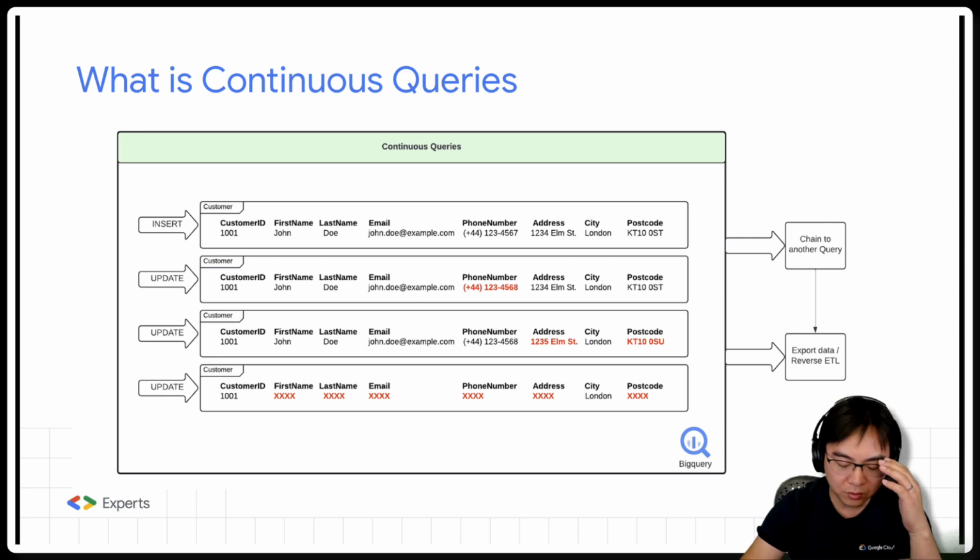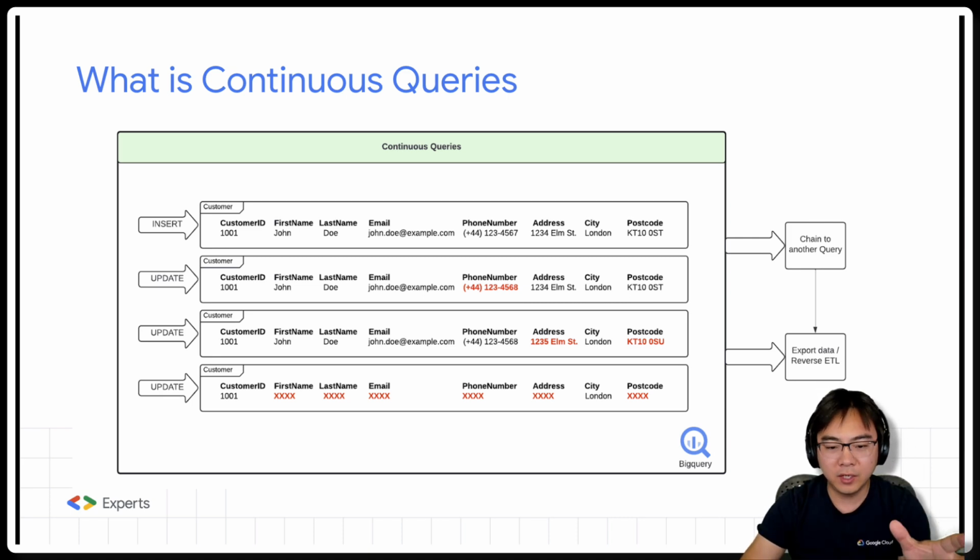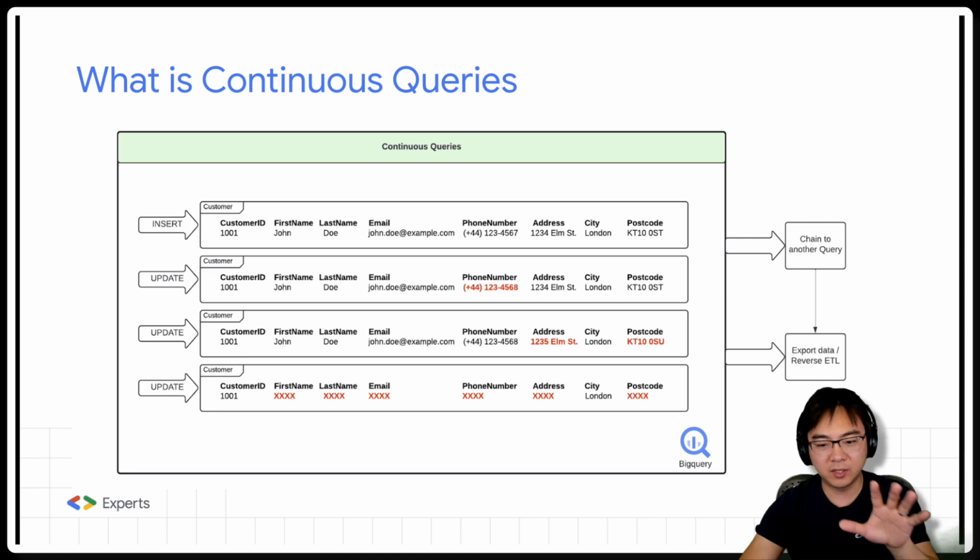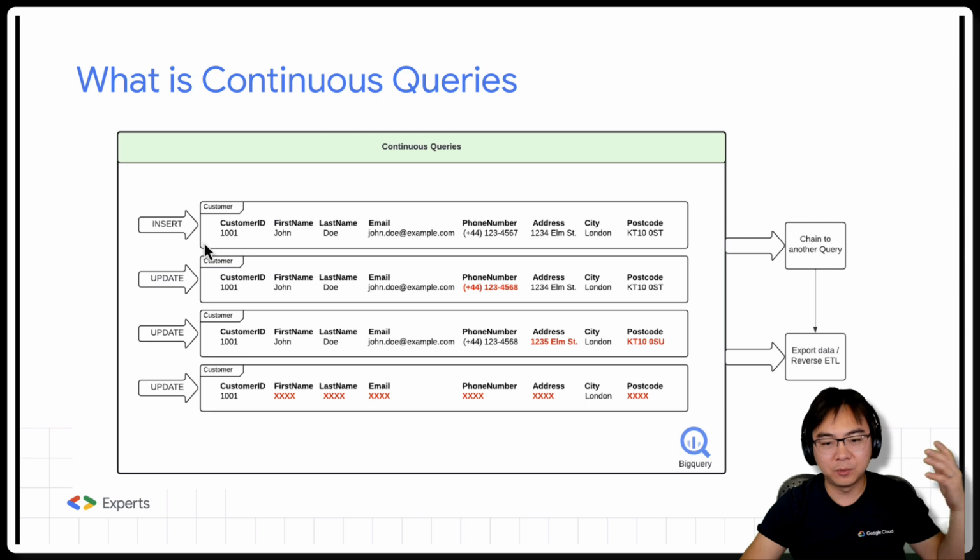So what is continuous queries? In here, what I've done is a representation of a single table and a single record of a fake customer record, right? So you can see, if you look from the top to bottom, assume this is a BigQuery table. You have a customer with the ID 1001, right? When you ingest the data from your source system, initially you would be inserting that into this BigQuery table as a row, right?